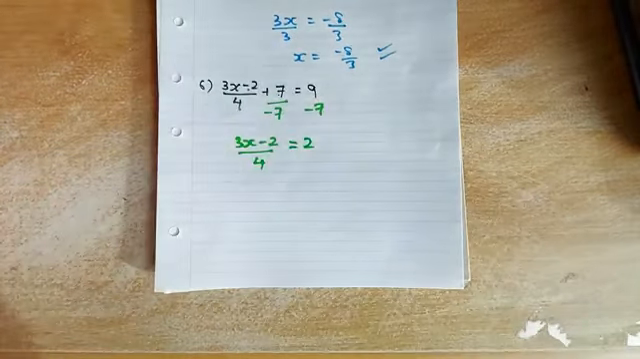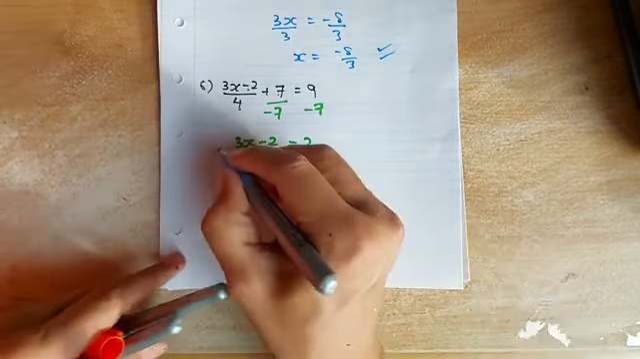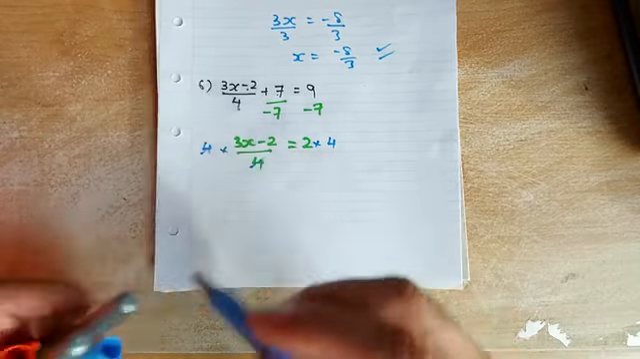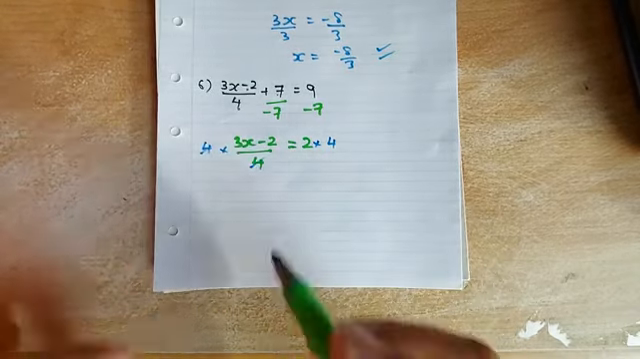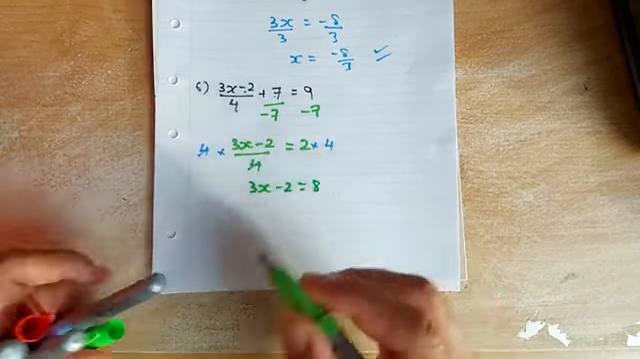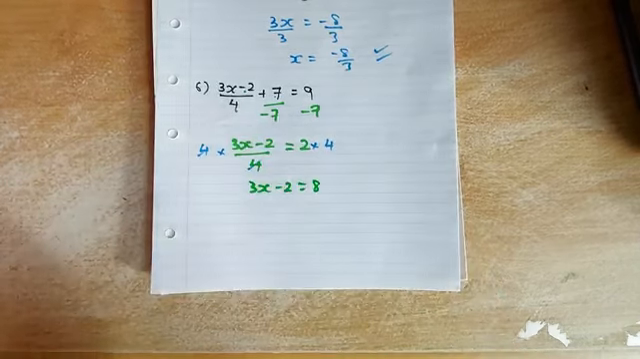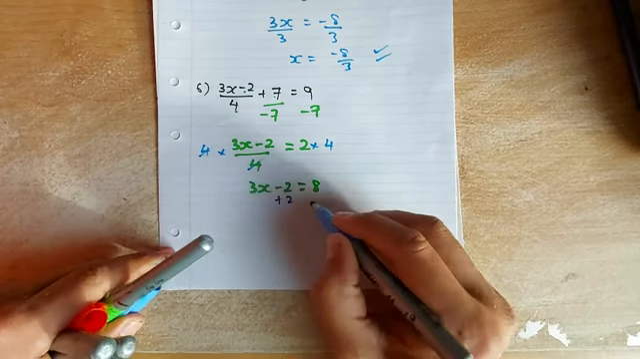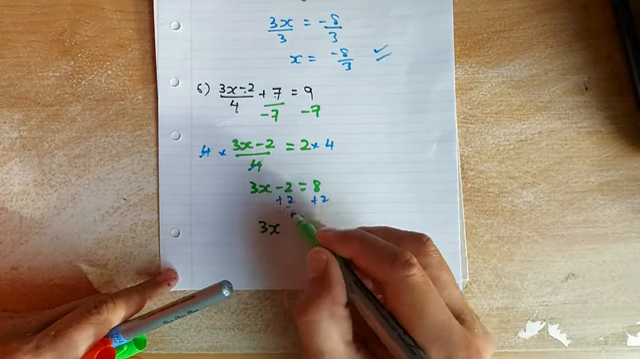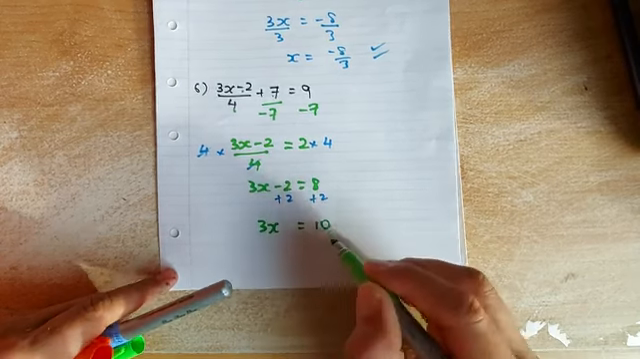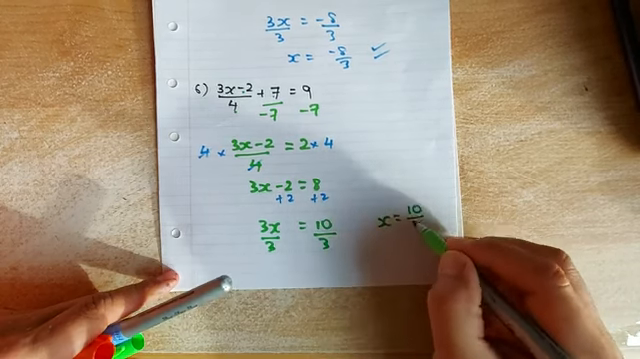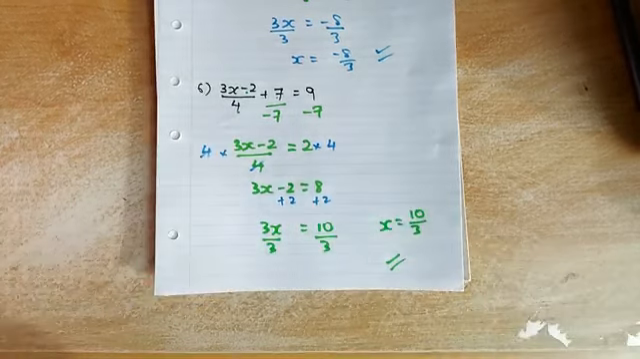The next intruder we're going to do is get rid of the 4. To do that, we multiply by 4. So when we multiply by 4, the 4 and 4 will cancel out. So what's left is going to be 3x minus 2 equals 2 times 4, which is 8. Next step, we're going to add 2 on both sides. So 3x equals, because 2 minus 2 becomes 0, 8 plus 2 is going to be 10. And the last step, divide by 3. So x equals 10 over 3. And that is 2 marks.